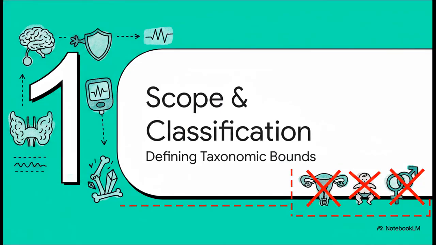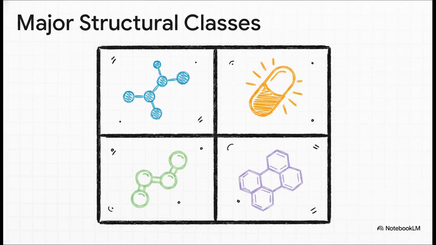All right, Section 1, Scope and Structural Classification. Let's define our taxonomic bounds. So before we can actually categorize anything, we have to define our parameters. This specific endocrinology module is strictly centered on 5 core chapters: the pituitary, the adrenal glands, diabetes, the thyroid, and bone and mineral metabolism. What's fundamentally excluded here? Reproductive endocrinology. We will not be covering pediatric, gynecologic, or transgender-related endocrinology today.